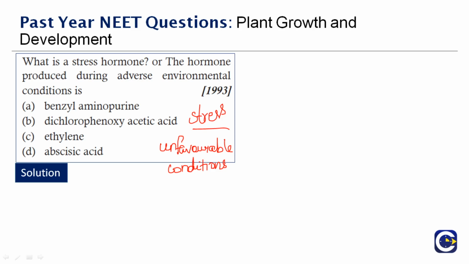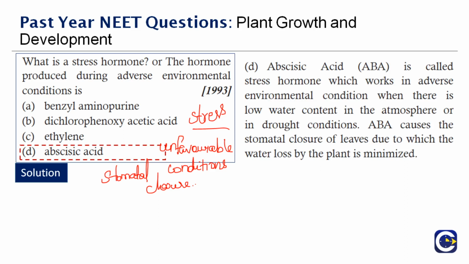This causes stomatal closure. What does this stress hormone do? It causes stomatal closure. What do you mean by closure? It will keep the stomata closed so that it will prevent further water loss from the system. Therefore the correct answer to this question is option D. Easy question.